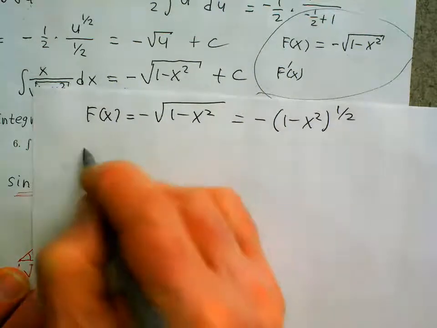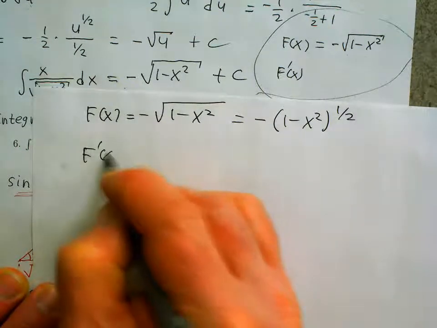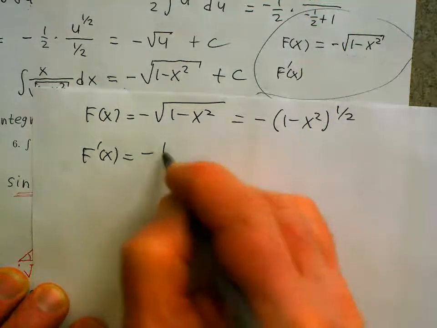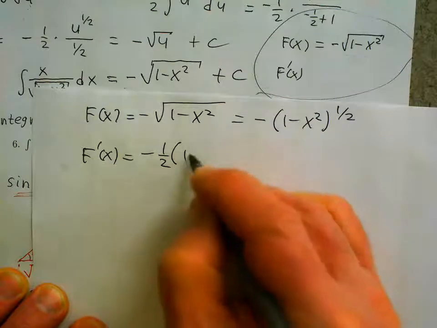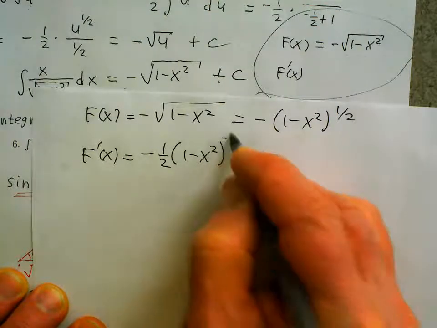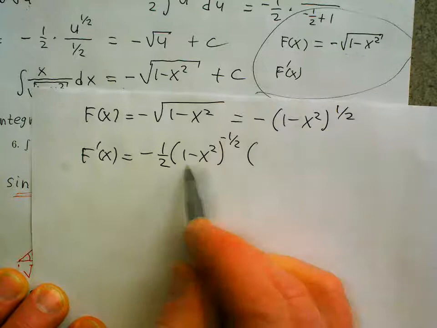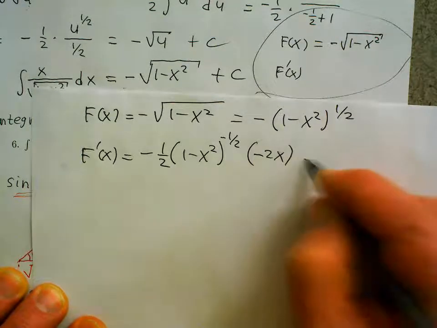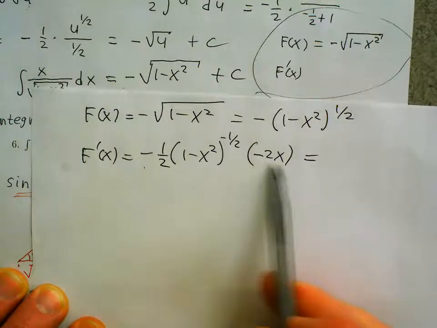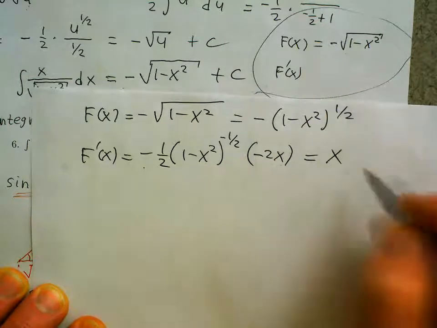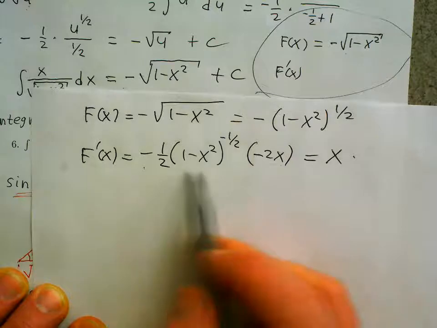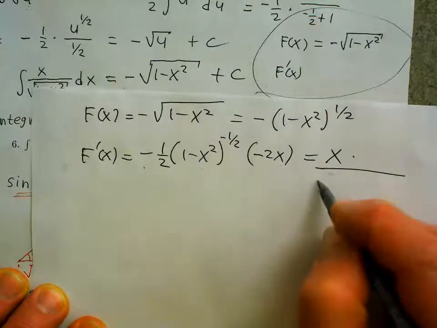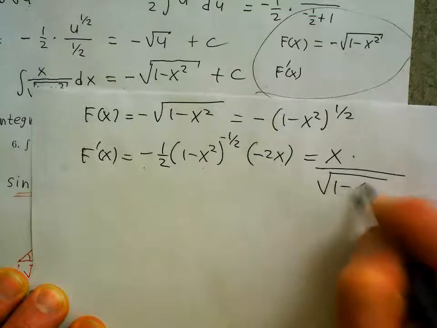And then f prime of x, using the chain rule, is negative 1/2 times 1 minus x squared to the negative 1/2 times the derivative of 1 minus x squared, which is negative 2x. And negative 1/2 times negative 2x is x. And 1 minus x squared to the negative 1/2 is the same as dividing by the square root of 1 minus x squared.